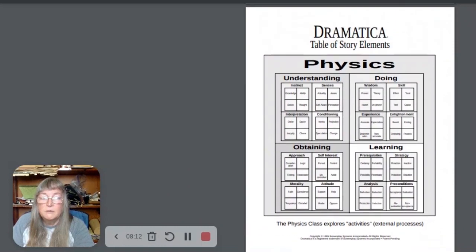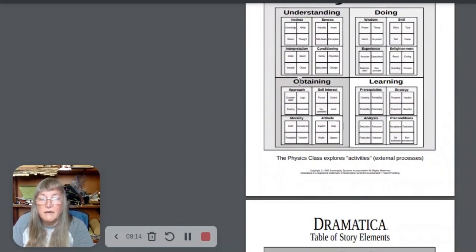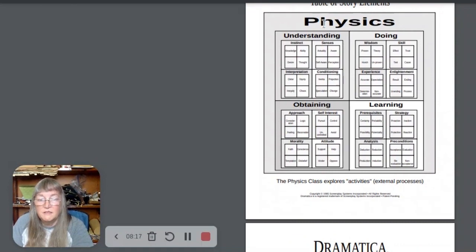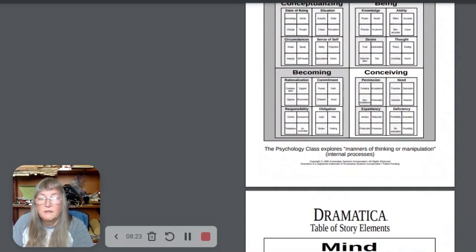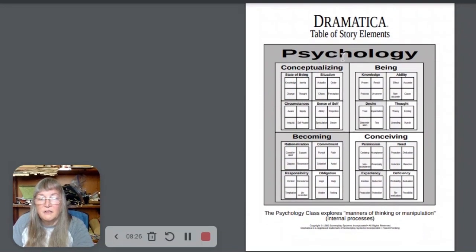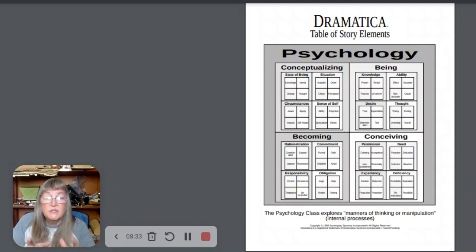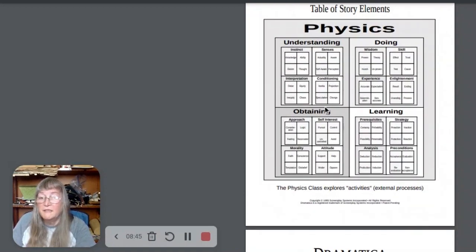Very similarly, we might say that obtaining in physics, an activity of obtaining, is similar to a psychology of becoming. Why? Becoming is when you've actually turned into something new, a new kind of identity. Conceptualizing and conceiving, that's just coming up with ideas. But being and becoming is very similar to doing and obtaining.